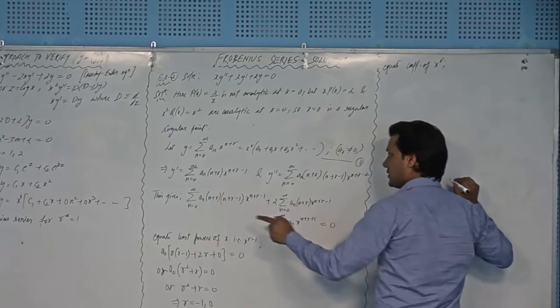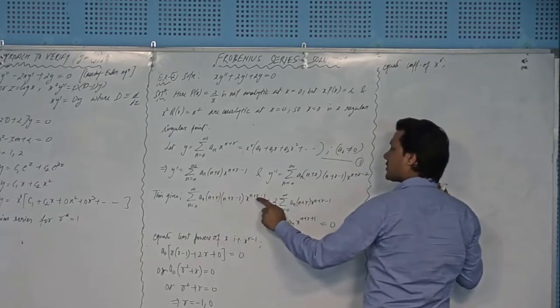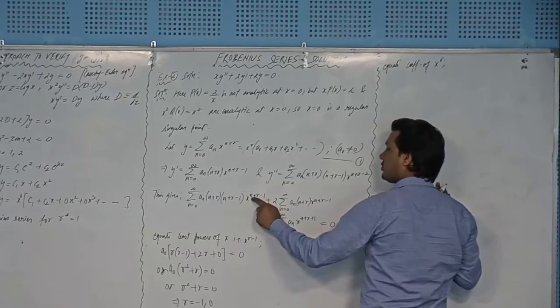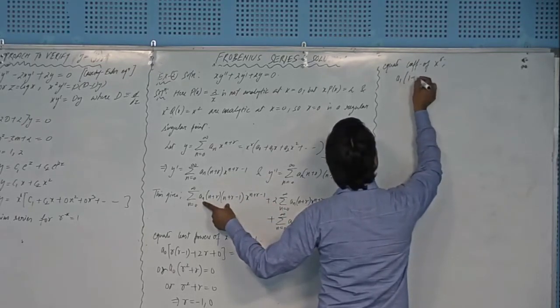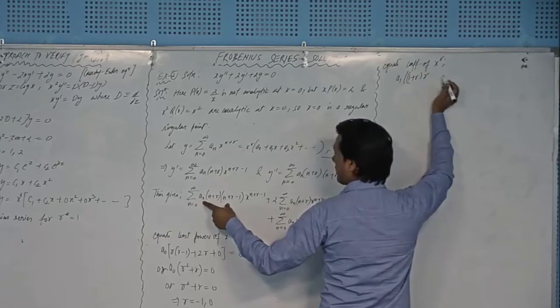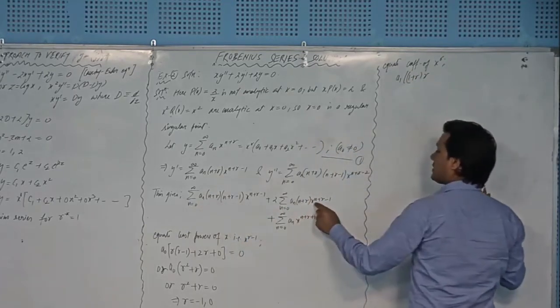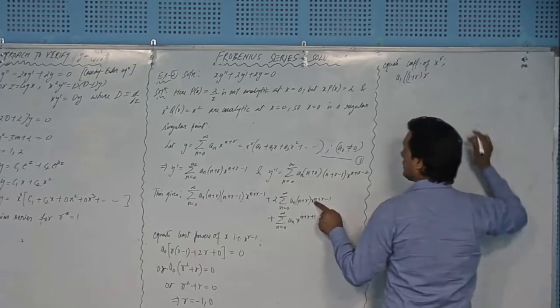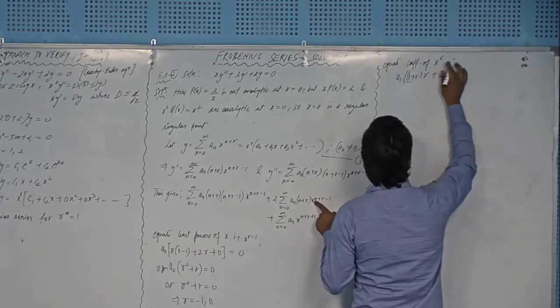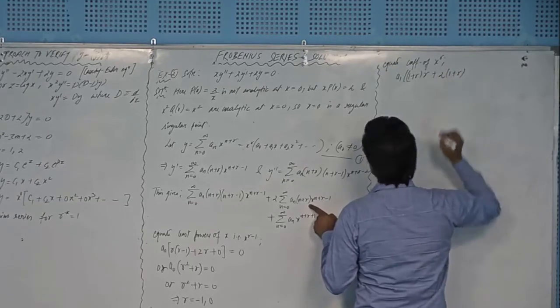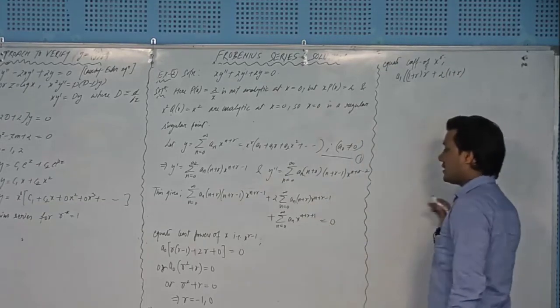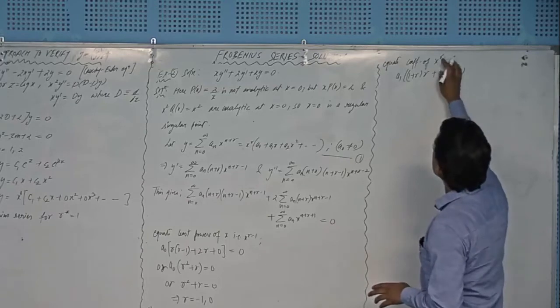And from here, I will be getting x to the power r if I put n equal to 1. So that will give you a_1 (1 plus r) r, right? And from here, I will get x to the power r if I put n equal to 1. So that will produce 2 a_1 (1 plus r), right? And from here, can I get x to the power r? No.